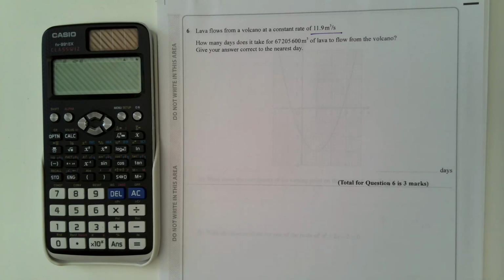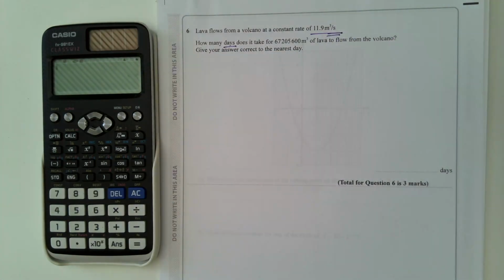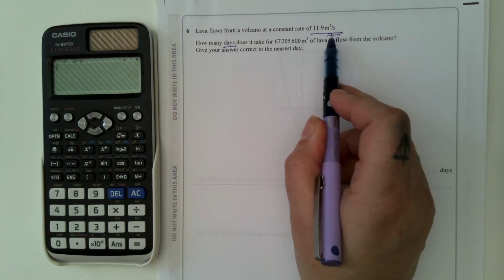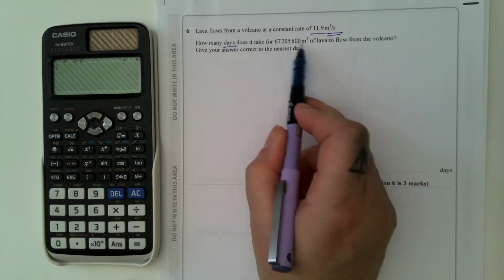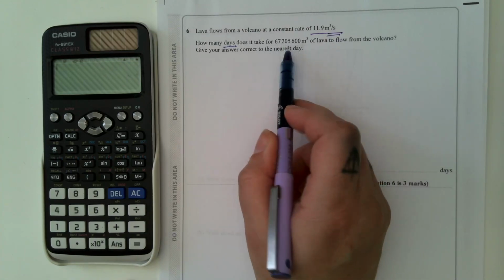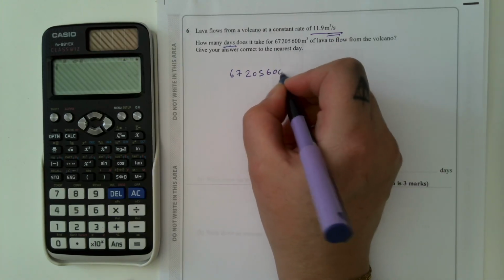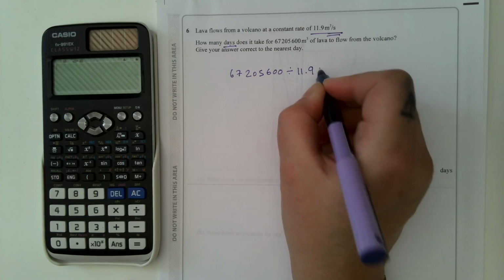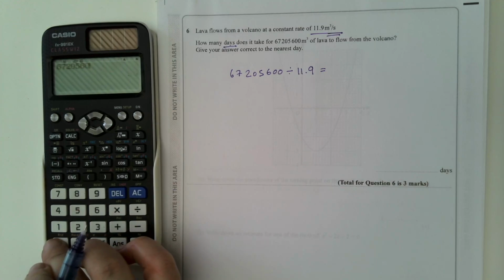Okay, so what we've got to realise here is it wants how many days, but our flow rate is given in seconds. That's meters cubed per second. So we need to work out what that would be in days when we get to our final answer. So the first thing I'm going to do is find out how many seconds it's going to take. So I'm going to do the volume of lava divided by 11.9. So be careful to enter this in your calculator accurately.